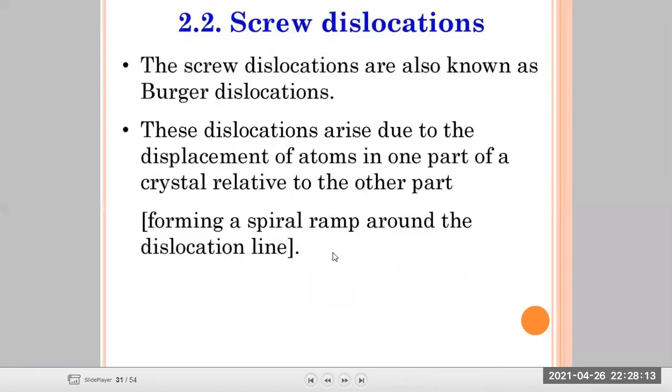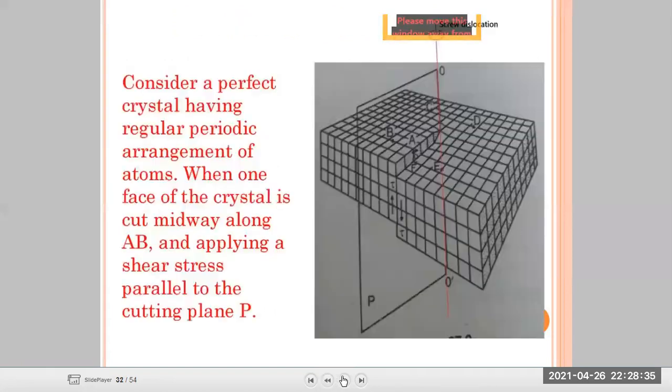The screw dislocation is also known as Burgers dislocation. Just now we studied screw and edge dislocation, and now the screw dislocation is also known as the Burgers dislocation. These dislocations arise due to the displacement of atoms in one part of the crystal relative to the other part. This type of defect is not exactly seen, and we cannot do anything regarding this. Consider a perfect crystal having a regular periodic arrangement of atoms. When one of the faces of the crystal is cut midway along AB and a shear stress is applied parallel to the cutting plane, what will happen?